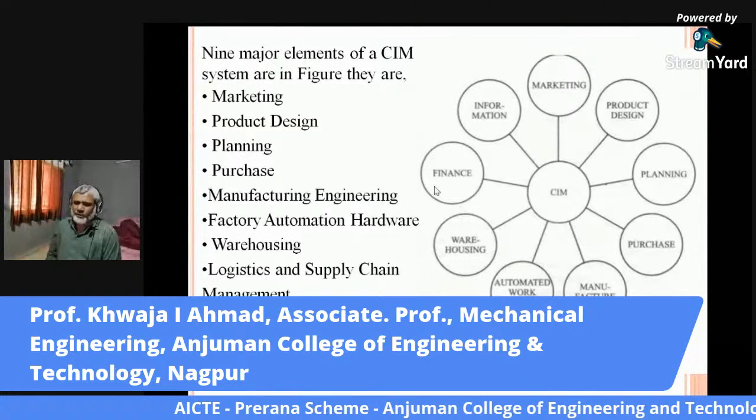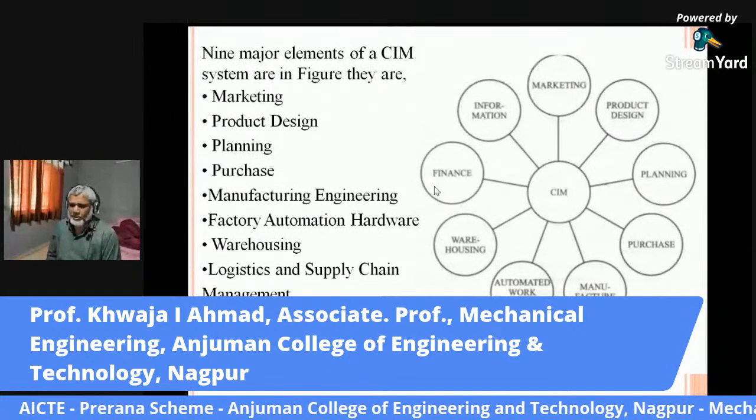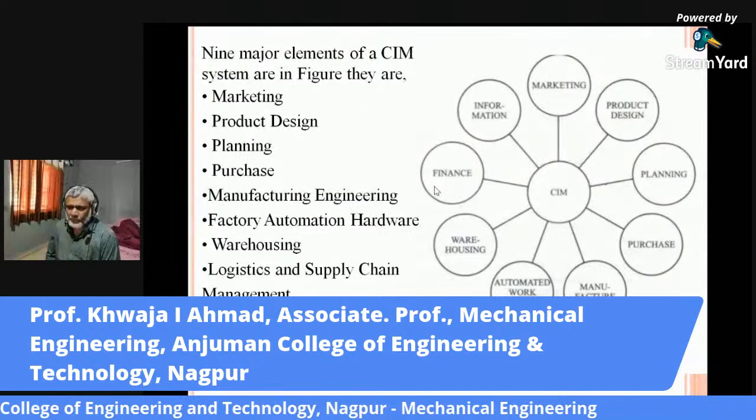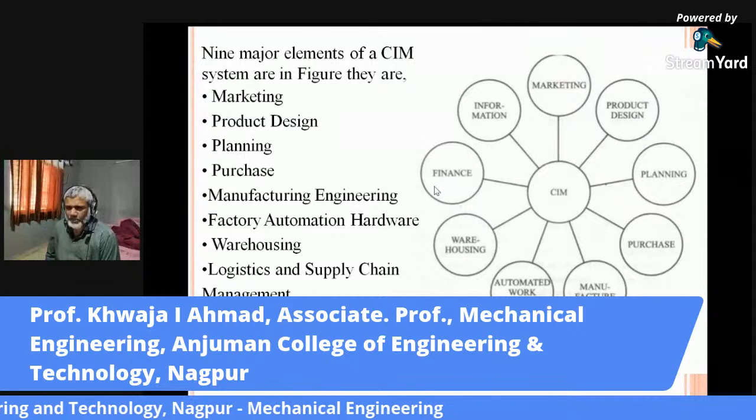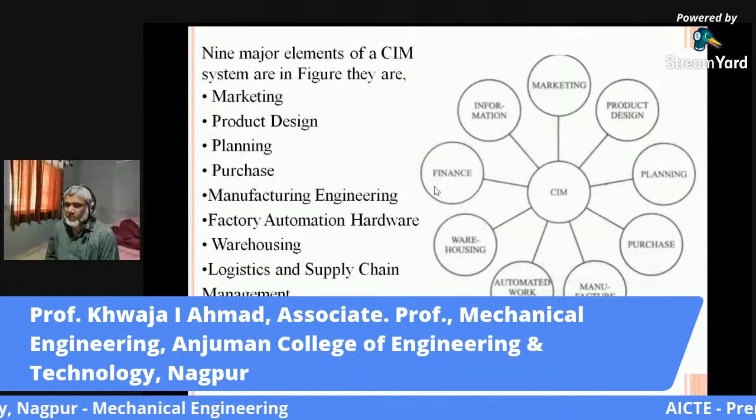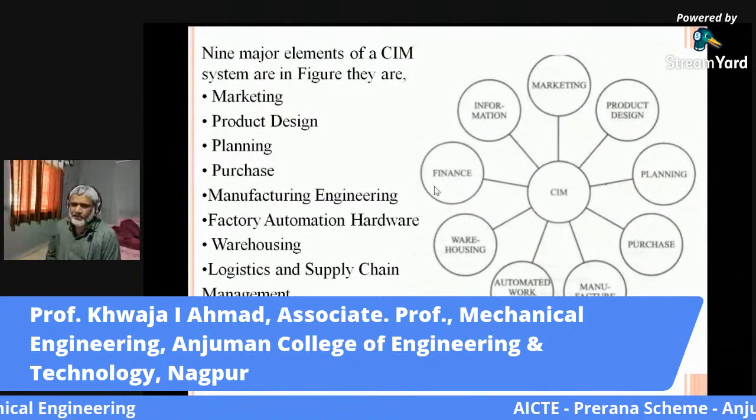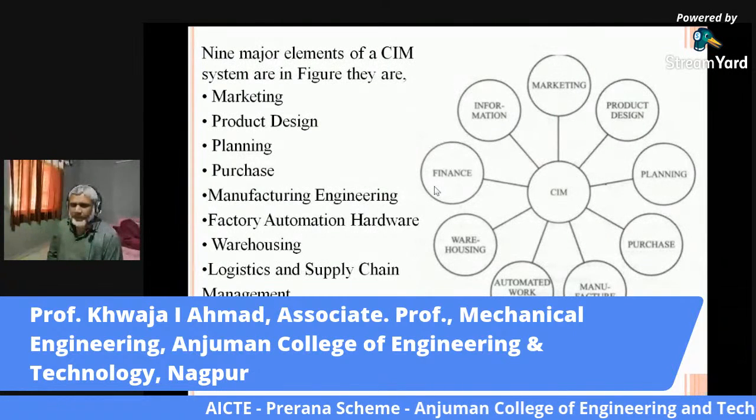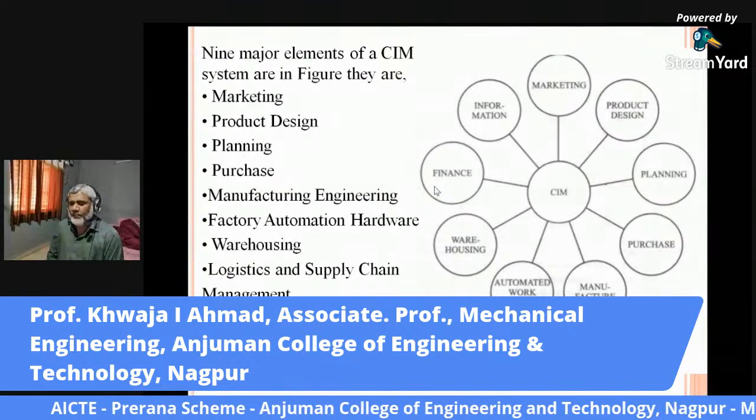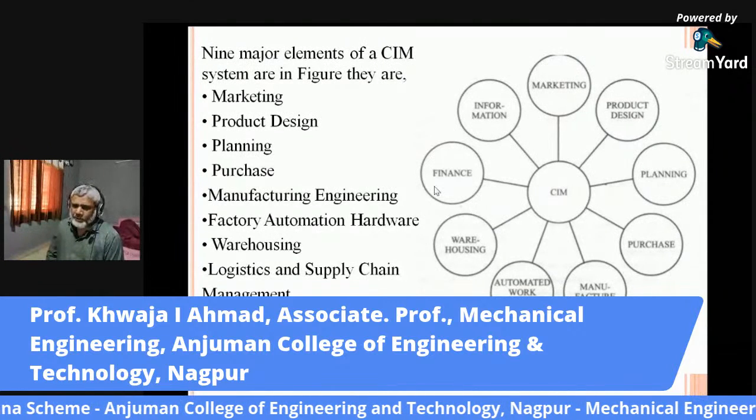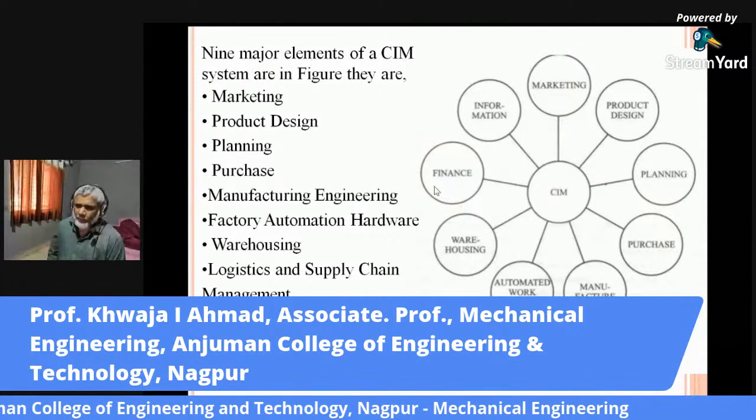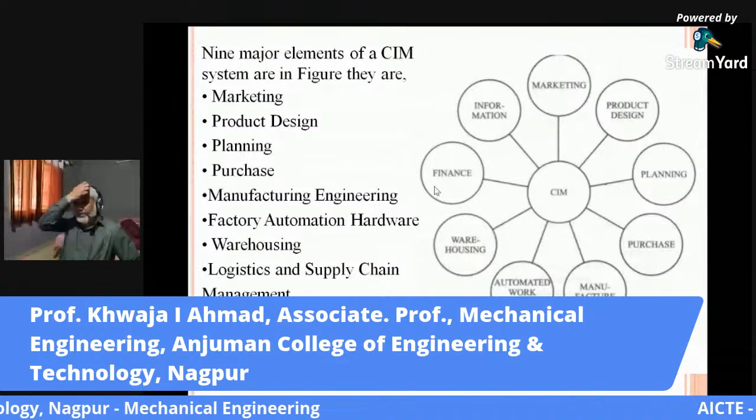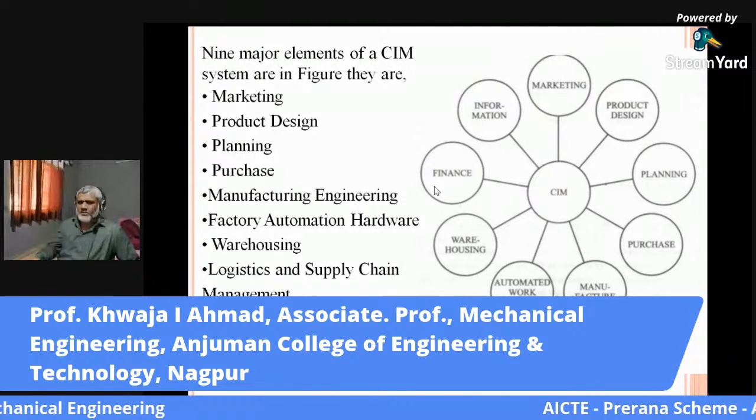what will be the tolerances, what will be the various scheduling activities, what will be the job route. Everything is being done through the computer. Factory automation hardware, that is the CNC machines, warehousing, ASRS, logistics and supply chain management. It is also one of the most emerging areas, and one of the most upbeat areas in the coming future, that is logistics and supply chain management. Finance and information management, all these are some of the major elements of a CIM system.